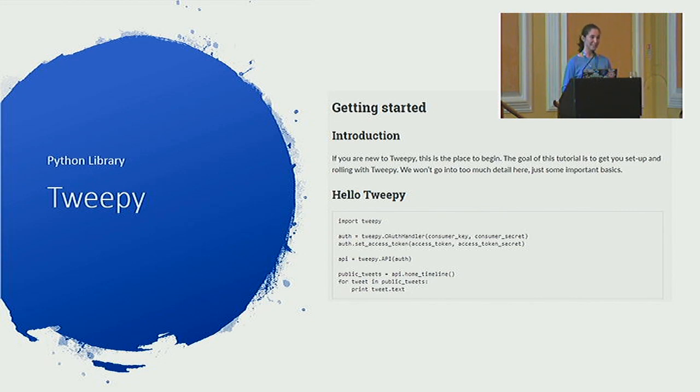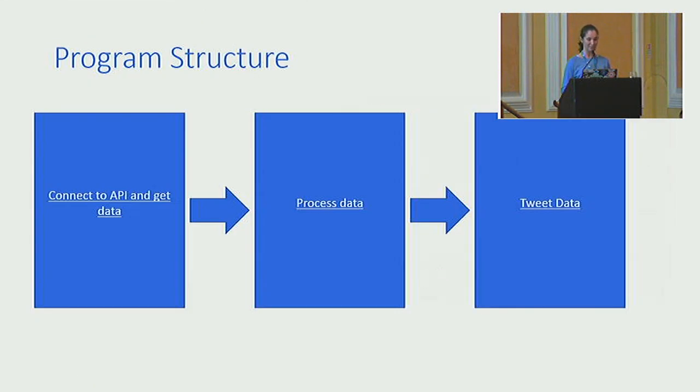So the first thing I did before I started programming was make a little structure. So I decided that I would connect to an API and get data, and then I would process the data, and then it would tweet the data. And then I had to work out where I was going to get the data from.